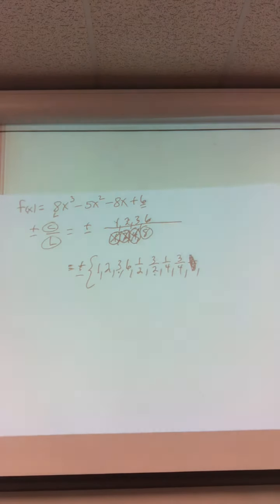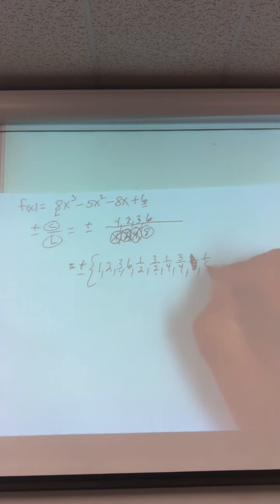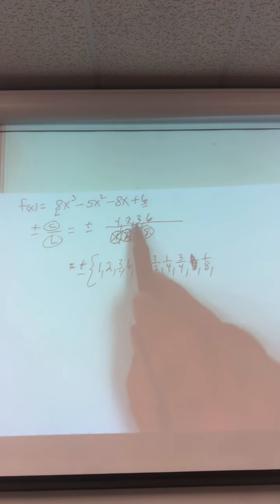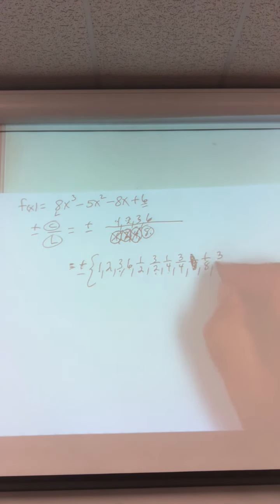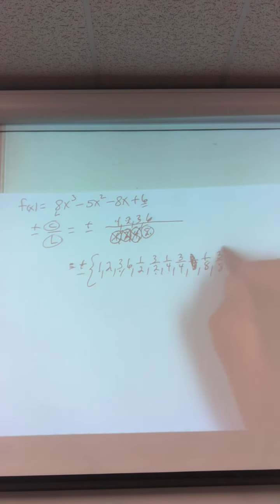Now put all of these over 8. 1 over 8 is 1/8. 2 over 8 reduces to 1/4. I have it. 3 over 8 is 3/8. And 6 over 8 reduces to 3 over 4. I have it.